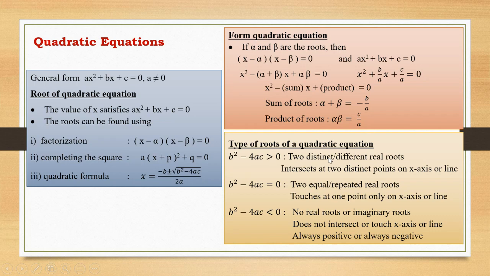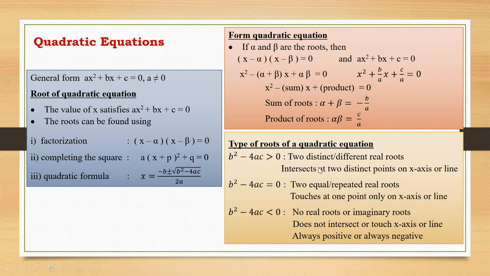They use the word distinct or different, or they can say at 2 distinct points. For equals to 0, they can say equal or repeated, or touches at 1 point on the axis or line. Less than 0, they normally use the word no real root or imaginary root, or do not intersect. There's one more word you always see, always positive or always negative. That means it's less than 0. This will show you what type of root.